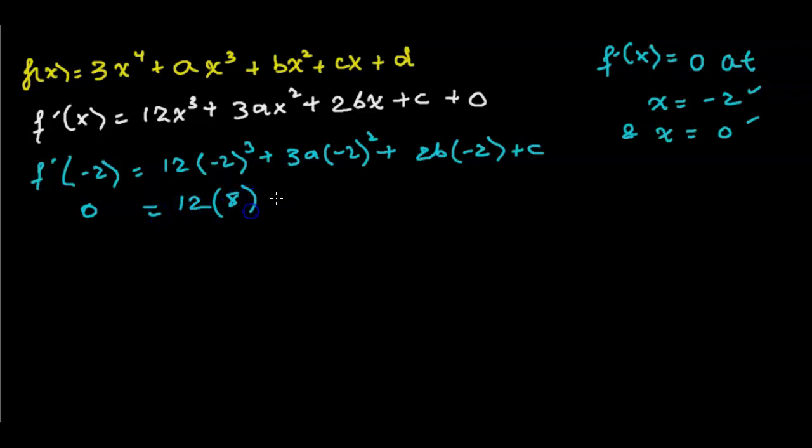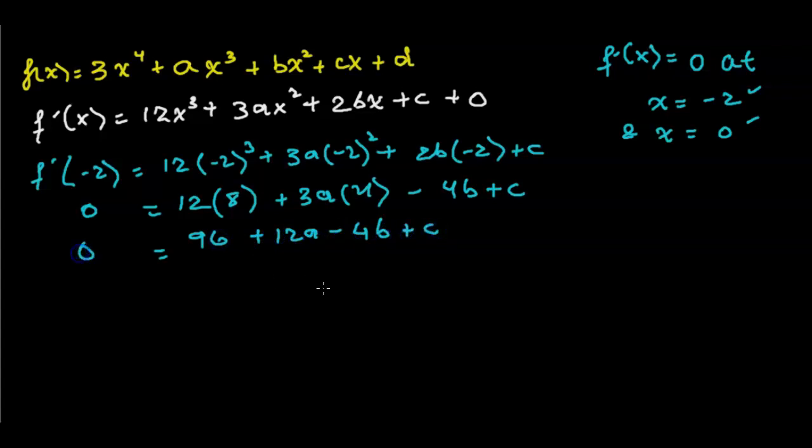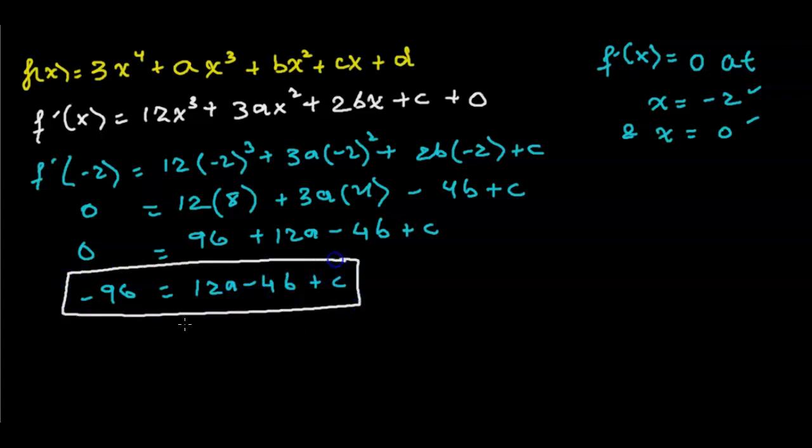-2 to the power of 3 is -8. 3 times a times 4, minus 4b plus c. So this gives us -96 plus 12a minus 4b plus c is 0. We can move 96 over and we would get 96 is equal to 12a minus 4b plus c. And this is the second equation that we have got so far.